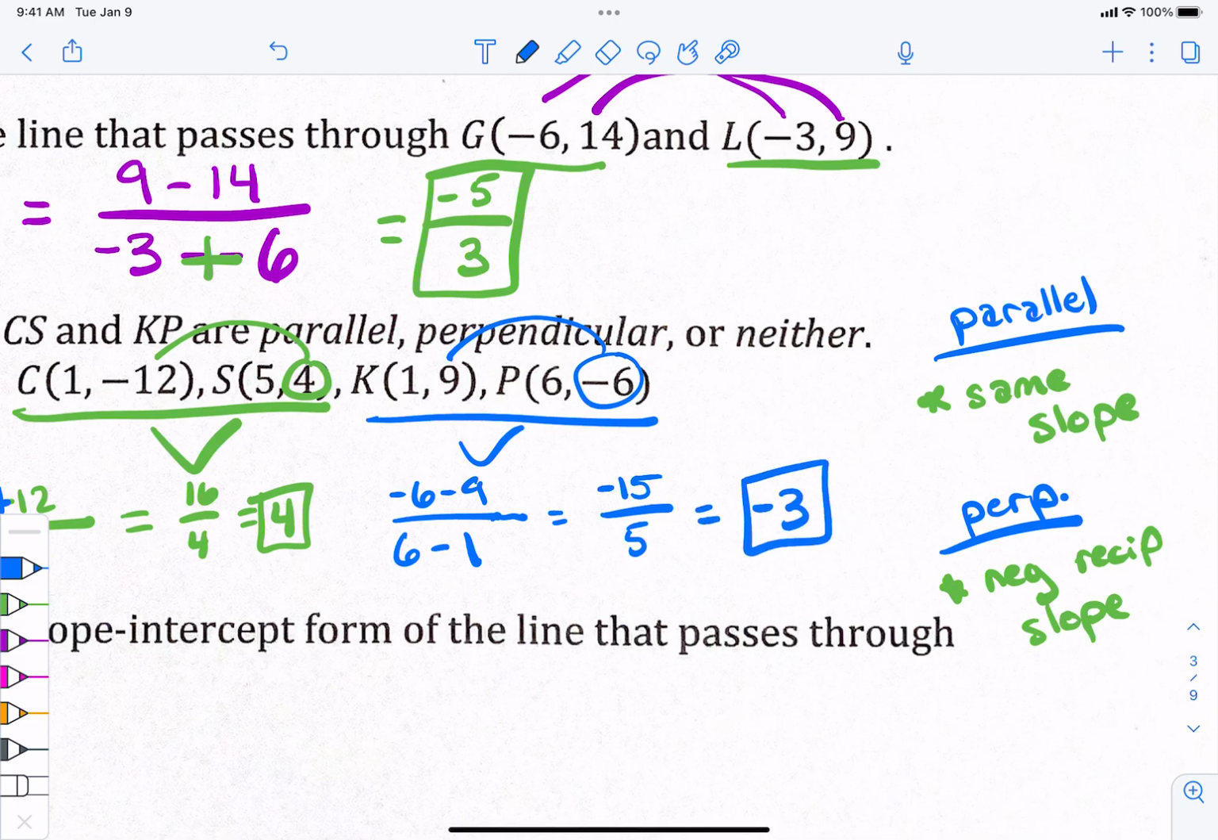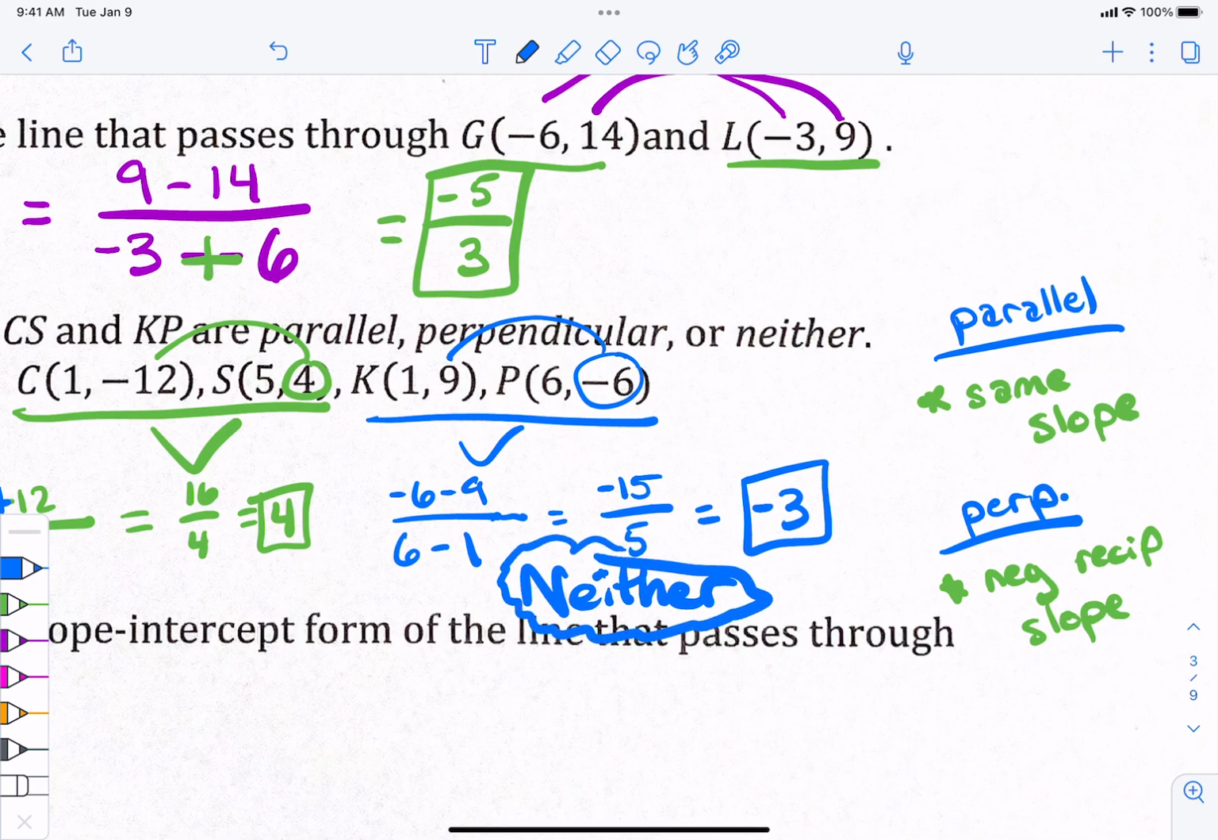That's a neither. If you get neither, I always go back and check real quick to make sure I didn't do anything wrong, but we didn't do anything wrong. So that's a neither.